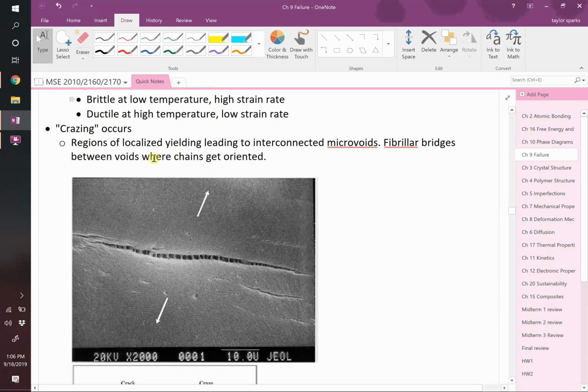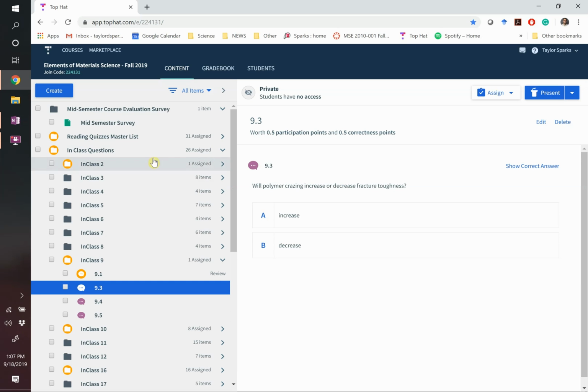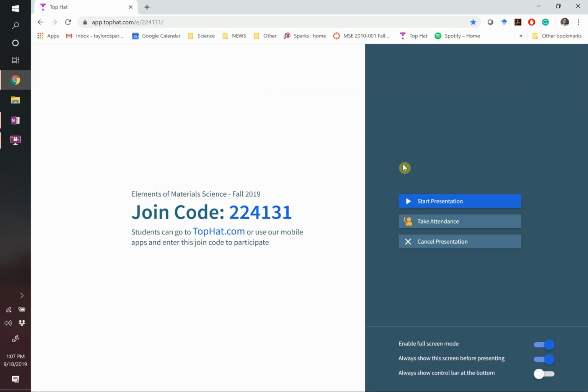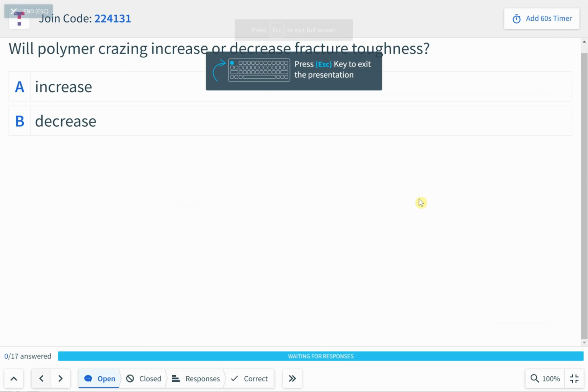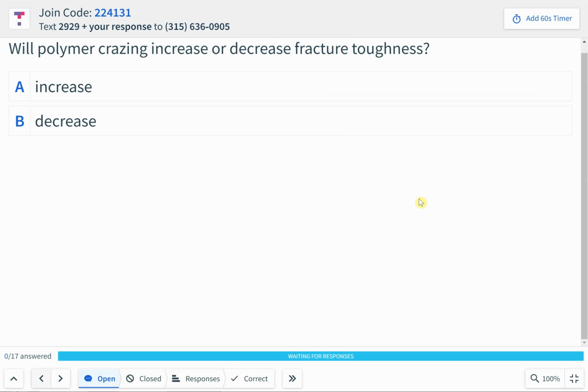Something interesting that happens with polymers is this terminology of crazing. Crazing happens when a crack forms, but material bridges across it, right? As this thing's being pulled apart, a crack is formed, but in this microscopy image, you see little tiny bridges forming across that. So I think this is our first question. First clicker question. Will polymer crazing increase or decrease fracture toughness in polymers? Should this increase the fracture toughness or should it decrease the fracture toughness?